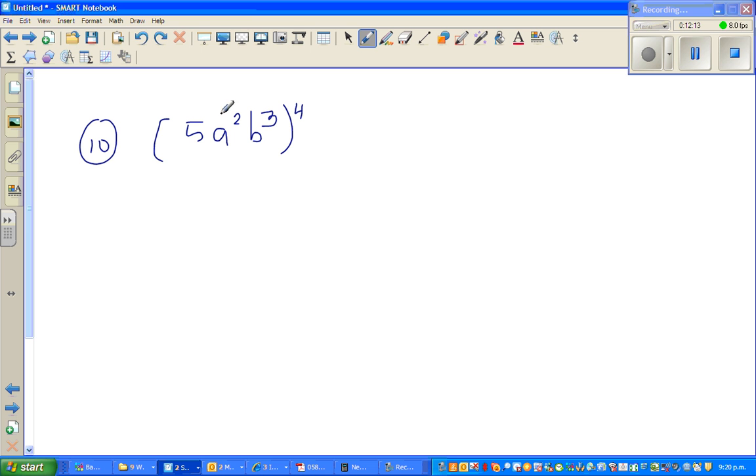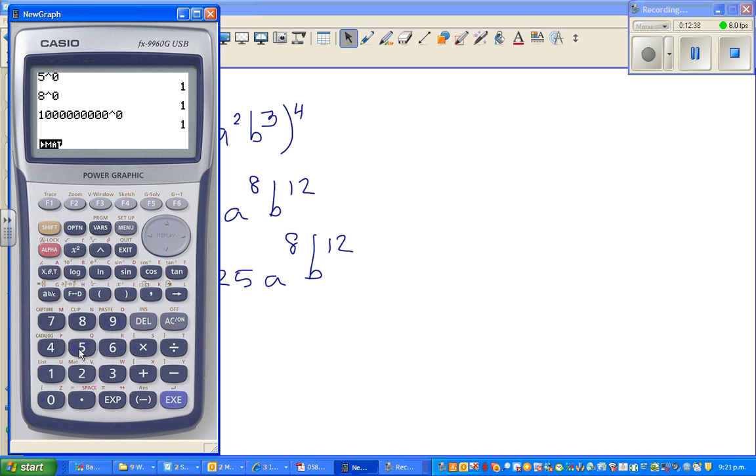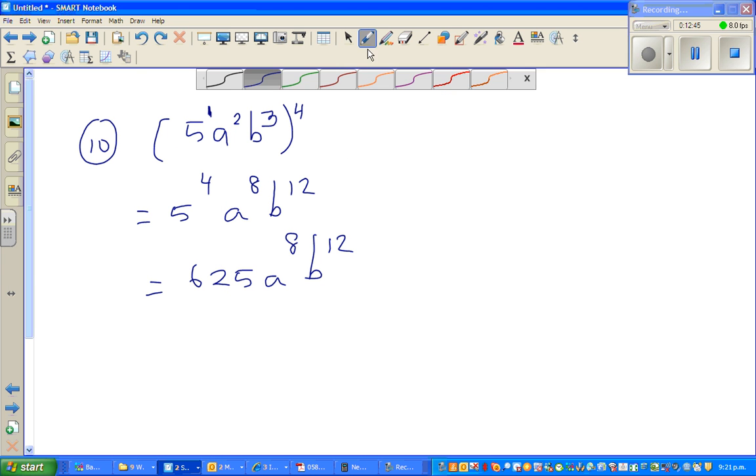So this is the same rule. This is the power of 1. So this is 5 to the power 1 times 4, which is 4. A to the power 2 times 4 is 8. And b to the power 3 times 4 is 12. And 5 to the power 4 is 625. I'll show you this on a calculator. a to the power 8, b to the power 12. So 5 raised to 4 is 625. And that's how you got this answer.